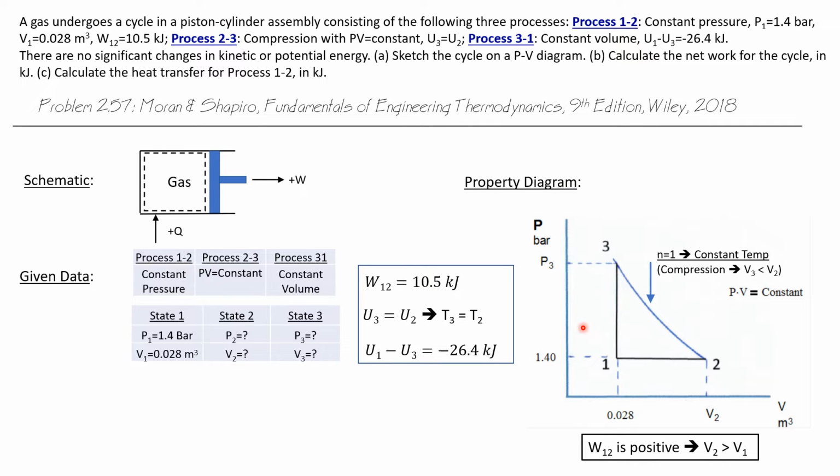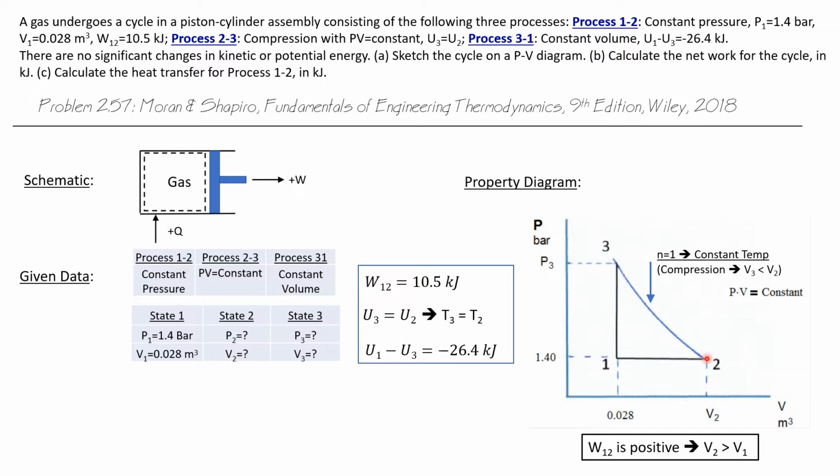Now let's draw a property diagram, a PV diagram, to visualize this process. We know that the pressure at state 1 is 1.4 bar, and the volume at point 1 is 0.028 cubic meters. We know that process 1, 2 is a constant pressure process, so it's going to lie on a horizontal line on this PV diagram, and it's going to take us to state 2. We don't know the volume, but we know that the pressure at state 2 is 1.4 because of the constant pressure process.